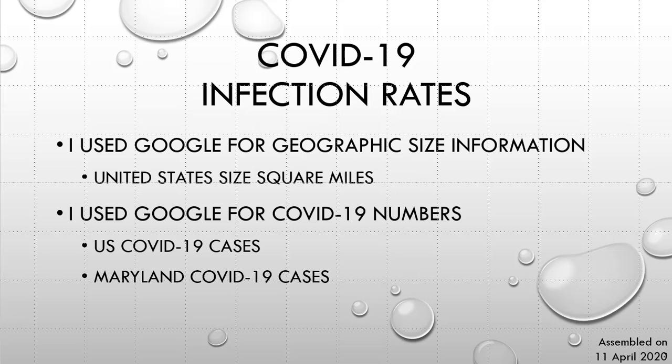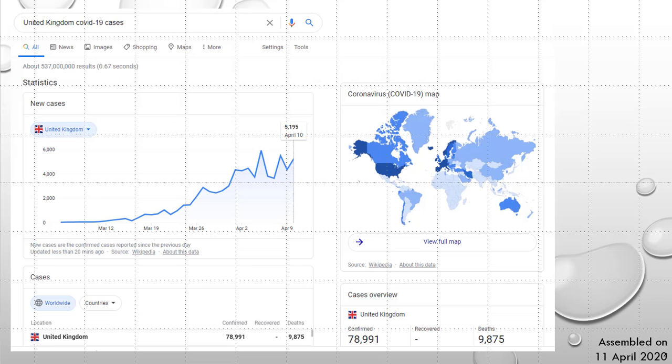The statistics I used all came from Google. I used Google for the geographic sizing information that you'll see. I would type in something like United States size and square miles, and I'd get the numbers. And then for the COVID-19 numbers, I used Google as well. If you type in U.S. COVID-19 cases or Maryland COVID-19 cases, you get a real handy graphic that you can use to navigate around infection rates. It looks something like this. This is what I got when I did it for the UK. So it's got the necessary numbers that I used for this video broadcast.